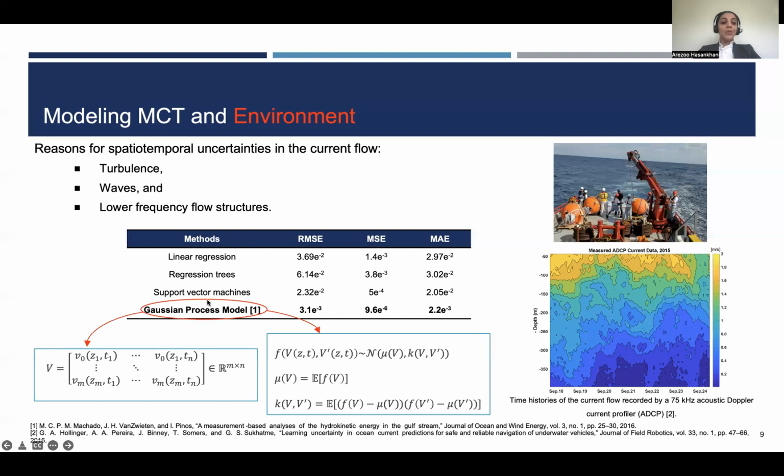This method uses a bunch of recorded data at discrete operating depths and different time slots. And then we can build the Gaussian process model with the mean and covariance calculated based on the data.